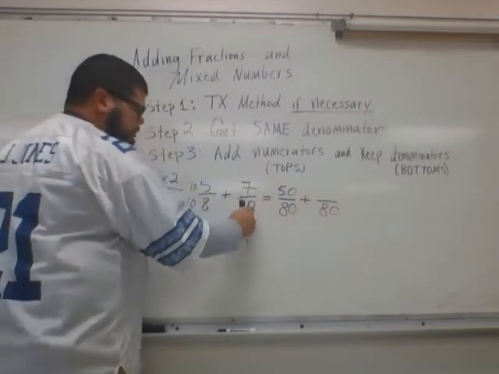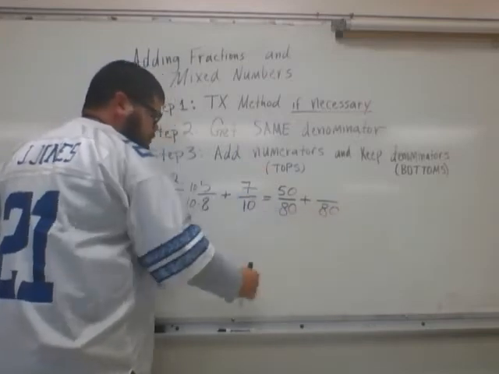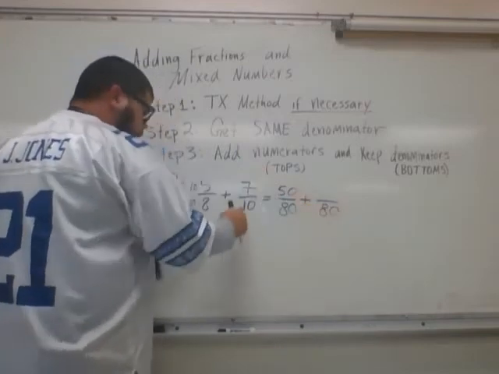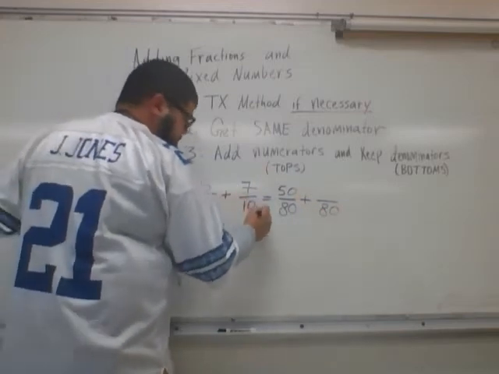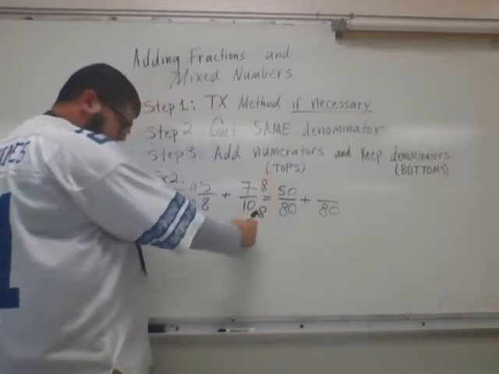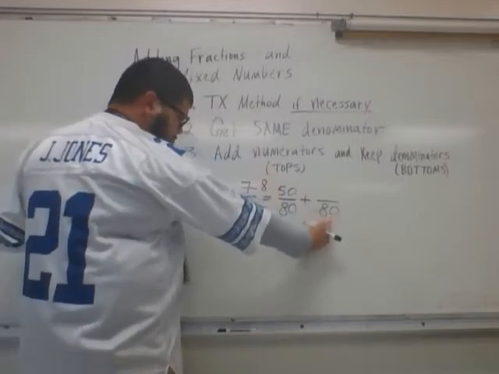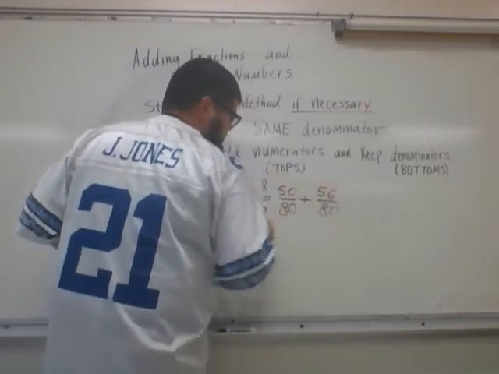Now, I'm going to do that. I'm going to try to create an equivalent fraction from 7/10 to become this one right here with the denominator of 80. 8 times what will give me 80? Well, I did it right over here, times 8. Whatever I do to the bottom, I have to do to the top. 10 times 8, I get 80. 7 times 8, I get 56.